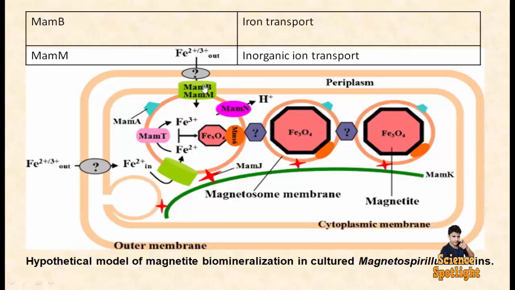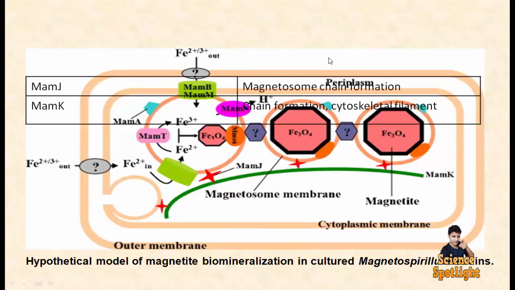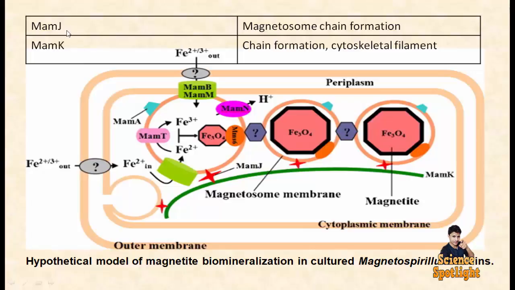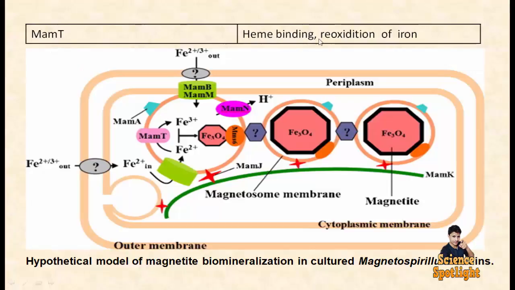MamB and MamM are exclusively involved in iron transportation: MamB in iron transportation and MamM in inorganic ion transportation. The next genes are MamK and MamJ. MamJ is involved in magnetosome chain formation. MamJ and MamK are fiber-like proteins which help in chain formation of these vesicles, and are also involved in the cytoskeleton filament. And next is MamT, which is heme binding and involved in reoxidation of iron.